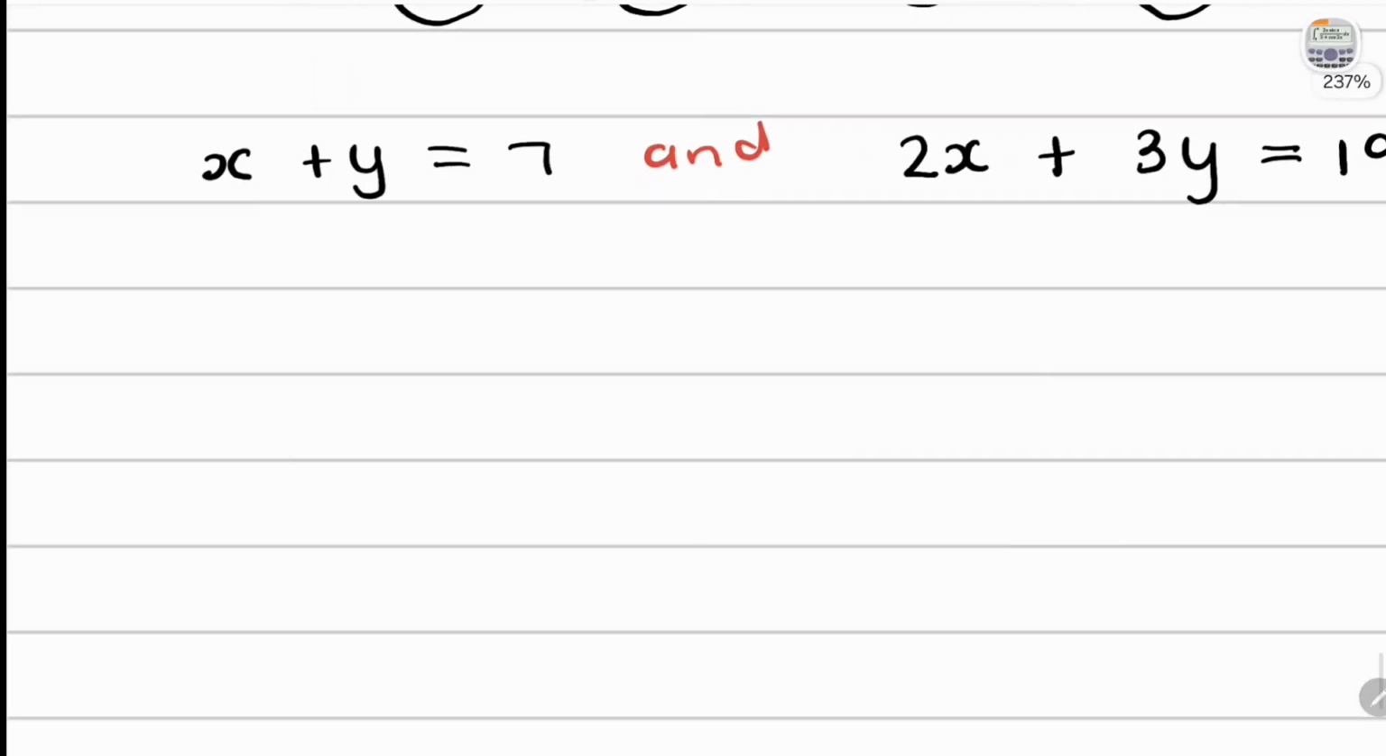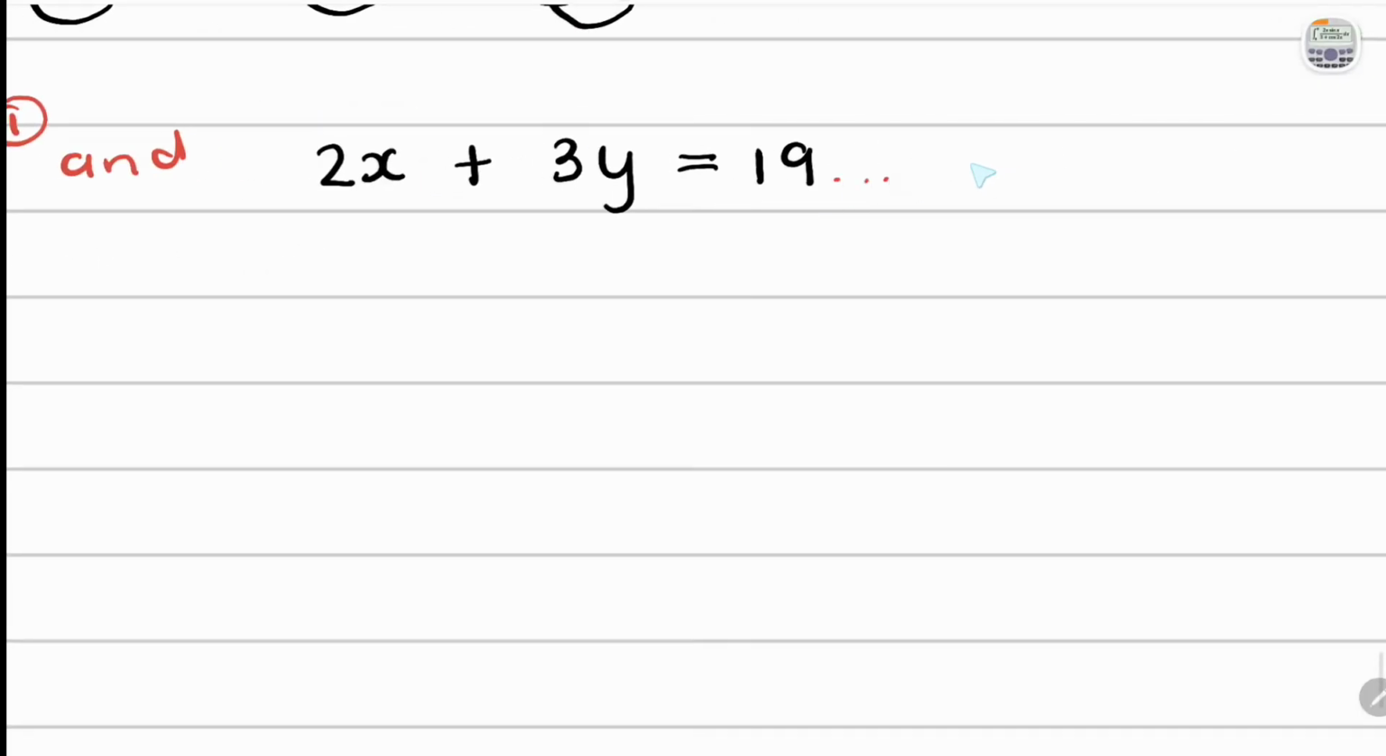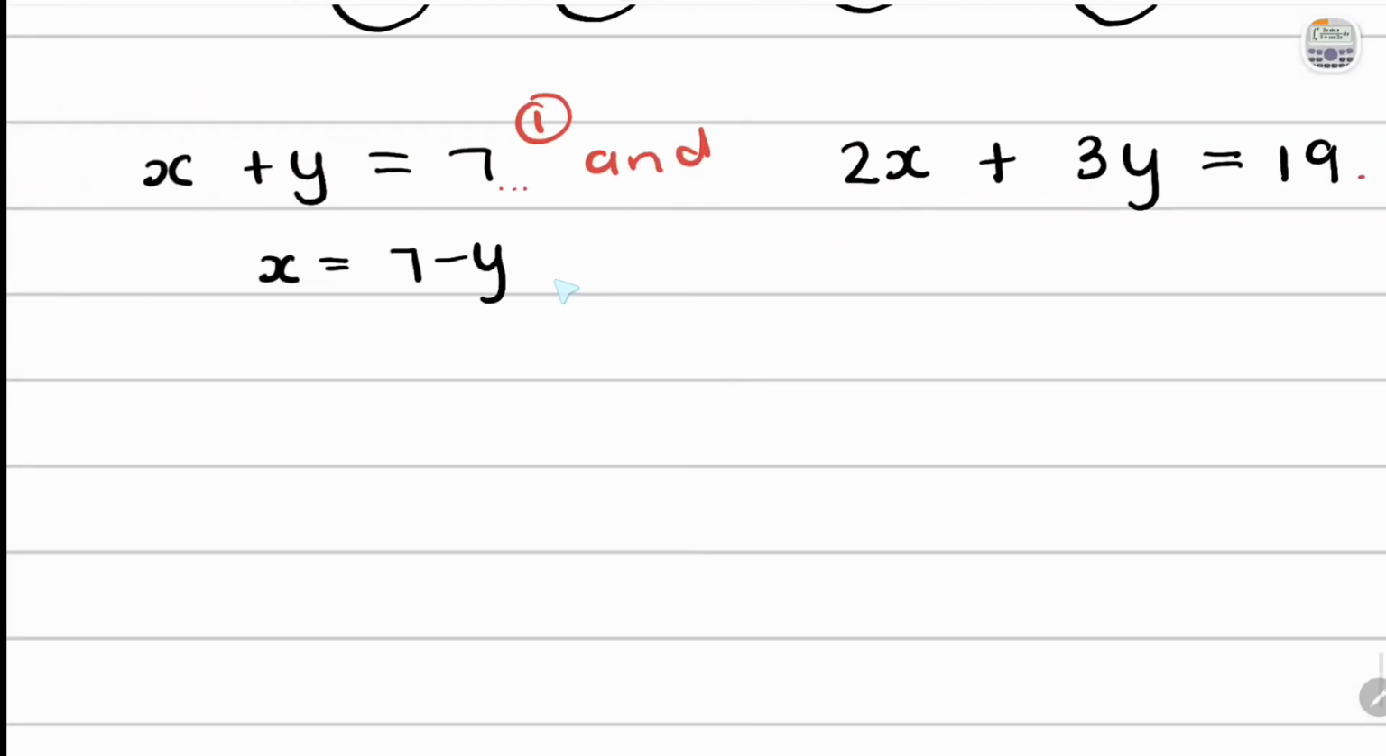So you can start with the simple one. This, you can just make x or y the subject. I'll go ahead and make x the subject, and x is equal to 7 minus y. So we can go ahead and call this equation 3. It's not really necessary, but okay, we'll follow the order. So this is equation 1 that we have here. This is equation 2, and we have just formed equation 3.